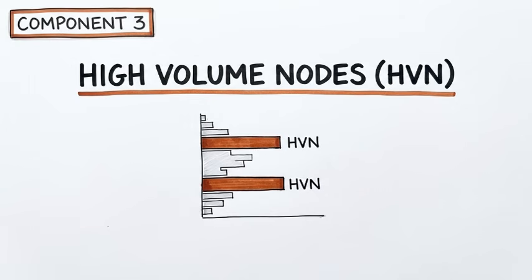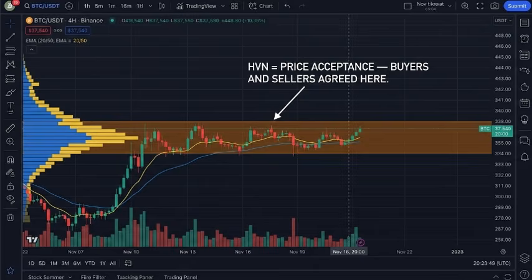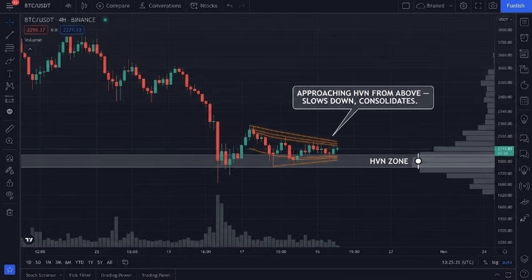Component 3. High volume nodes. High volume nodes, or HVNs, are price levels with significantly above average volume. They appear as wide sections on the horizontal bar chart. HVNs represent areas of price acceptance, places where buyers and sellers reached agreement and traded heavily. HVNs are natural support and resistance zones, but they work differently from traditional support and resistance. When price approaches an HVN from above, it tends to slow down and consolidate rather than reverse sharply. Because there are so many orders at that level that price gets absorbed gradually rather than rejected immediately.